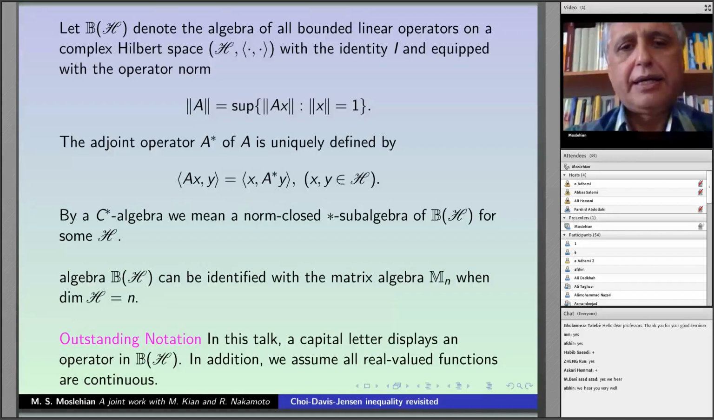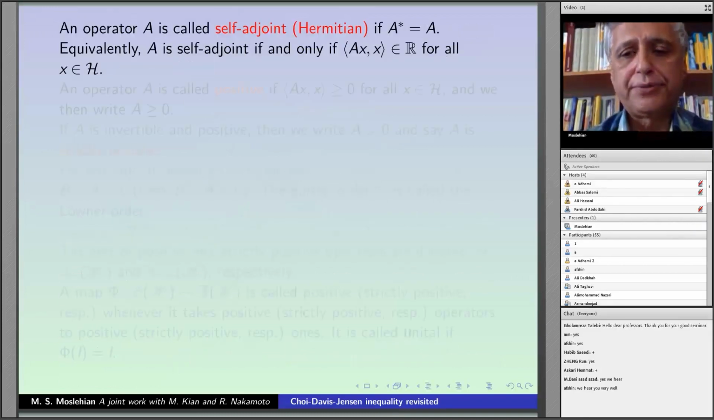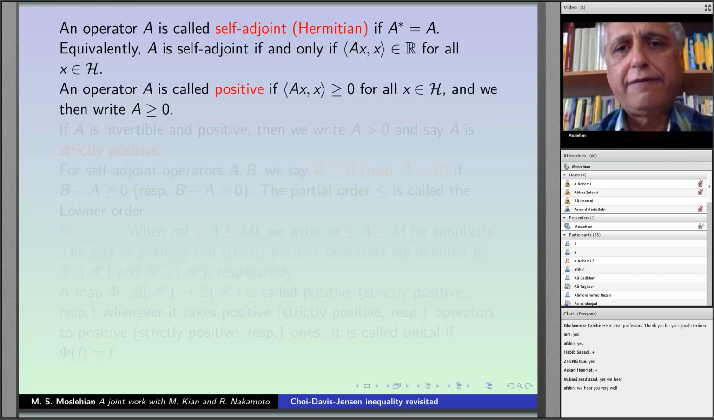In this talk, a capital letter denotes an operator in B(H). In addition, we assume all real and complex valued functions are continuous. An operator A is called self-adjoint if A* is equal to A. Equivalently, A is self-adjoint if and only if the inner product of Ax and x is real for all x in H. An operator A is called positive if the inner product of Ax and x is non-negative for all x.